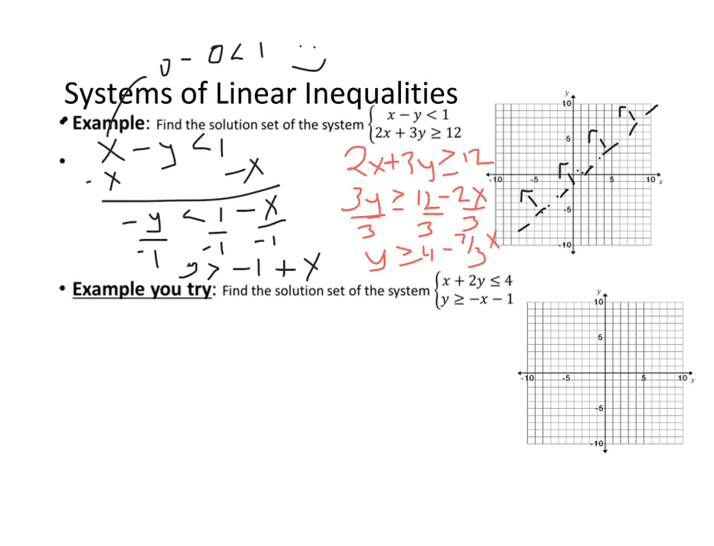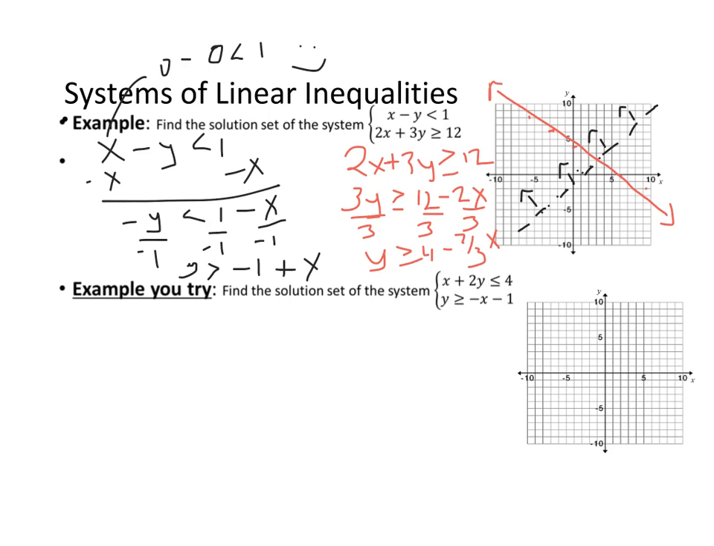This time our y-intercept is 0, 4. So we go up to 0, 4 on the y and put a dot. Slope is negative 2 over 3, so I will fall 2 and go right 3. And sometimes I like to do this until I fill up my graph, just so it looks nice and pretty. And this time, because I have a greater than or equal to, we will draw a solid line.